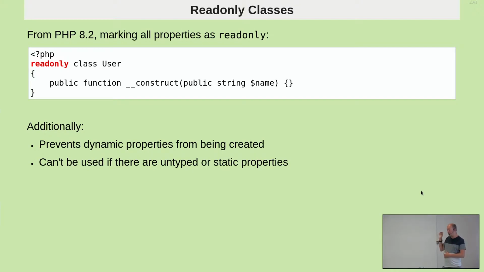This is a restriction. Untyped properties, for example, if you have a property public name, because they're not typed, you can also not mark them read-only. That was always already the case in PHP 8.1. So this extra read-only keyword on the whole class makes sure that you have no more dynamic properties, and you also can't use the read-only keyword if there are untyped properties. PHP will throw a parse error in that case.